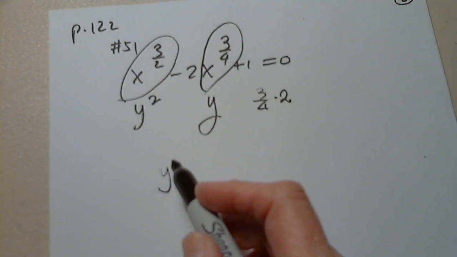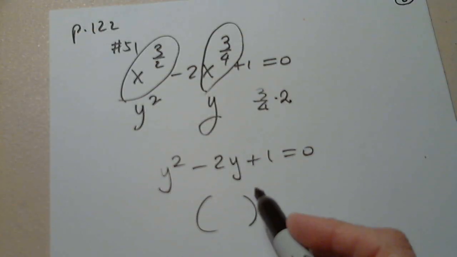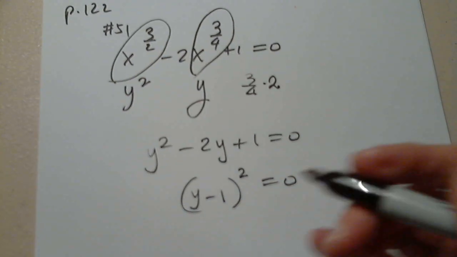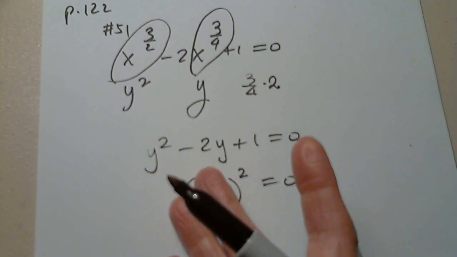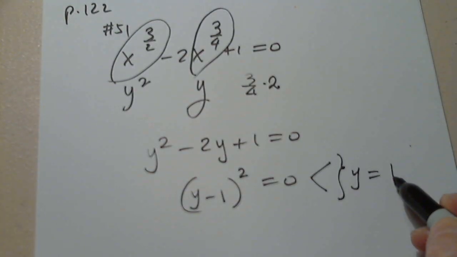So now this is very easy. Y squared minus 2y plus 1 equals 0. And we know that this is a perfect square, which is y minus 1 squared. So although it's quadratic, although we expect two solutions, both solutions are the same. Y equals 1.